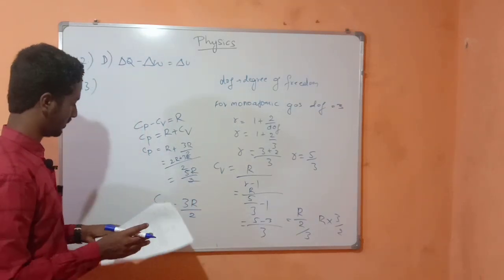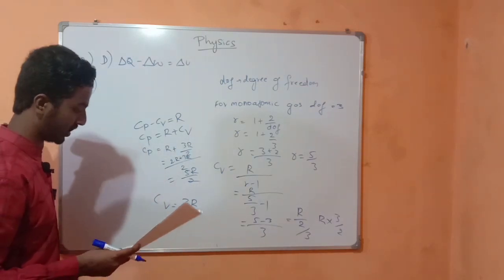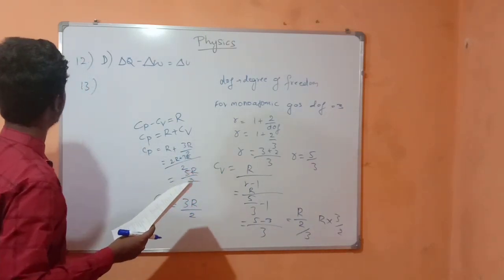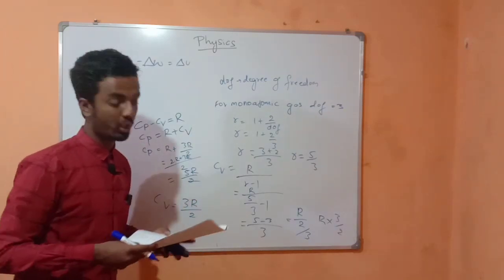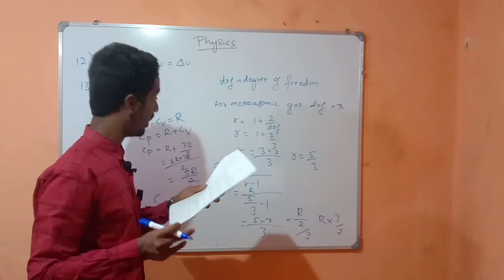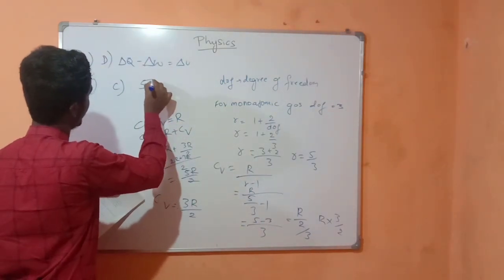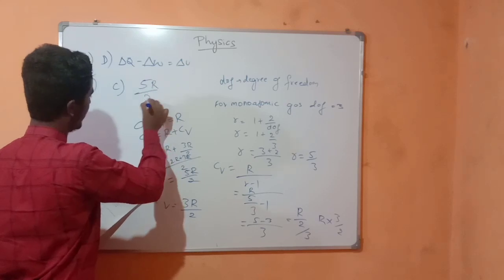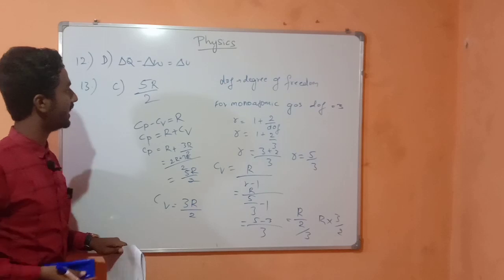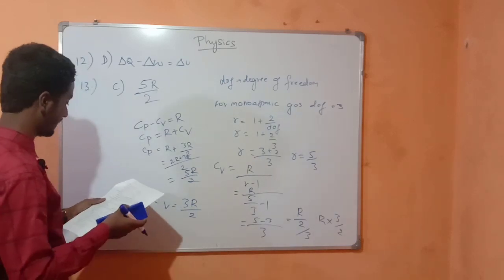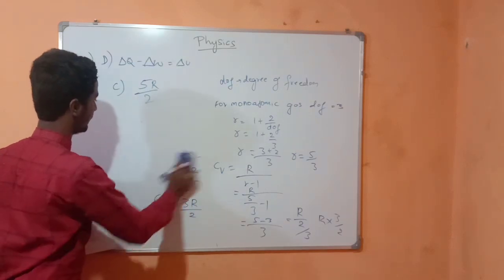Take down the note, children. We got what the constant pressure is. The molar specific heat at constant pressure is 5R divided by 2. Where is that? Option C we got. Option C we have done correctly. 5R divided by 2. Take it down, children. Pause the video and take down or take a screenshot. I will erase this. Moving to the next question, dear children.